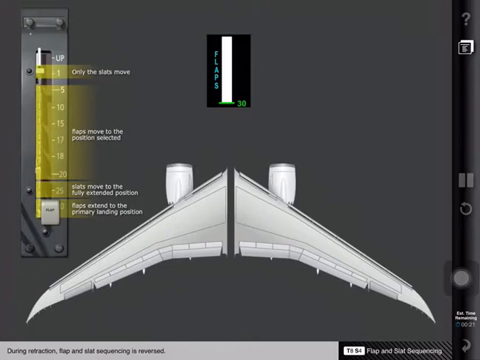During retraction, flap and slat sequencing is reversed. The mechanical gate at the flaps 20 detent prevents inadvertent retraction of the flaps past the go-around flap setting. The mechanical gate at flaps 1 prevents inadvertent retraction of the slats past the middle position.